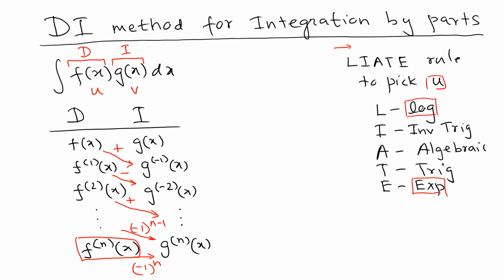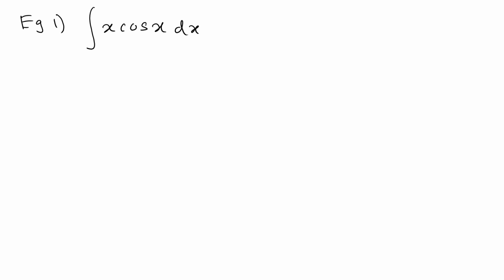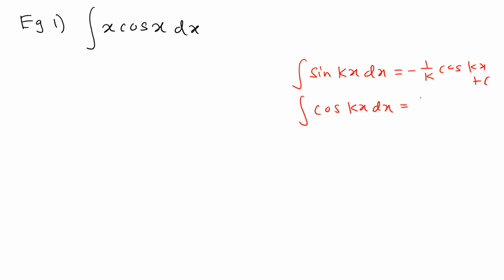So let's do the first one: the integral of x cosine x dx. We're going to recall some formulas. The integral of sine kx dx, where k is a constant, is simply negative 1 over k cosine kx plus C. The integral of cosine kx dx is 1 over k sine kx plus C.